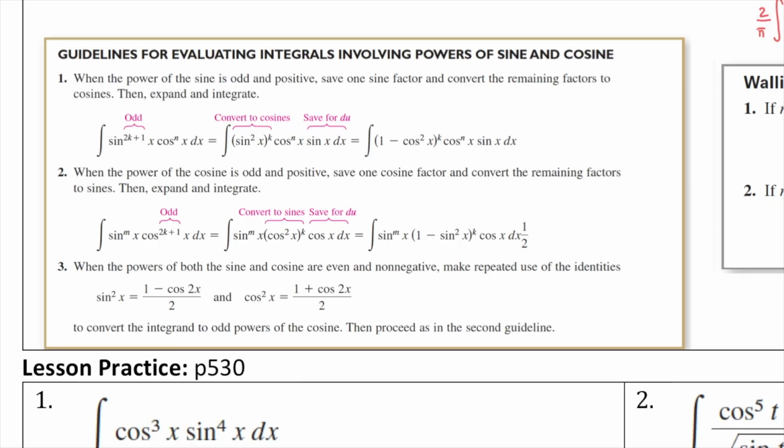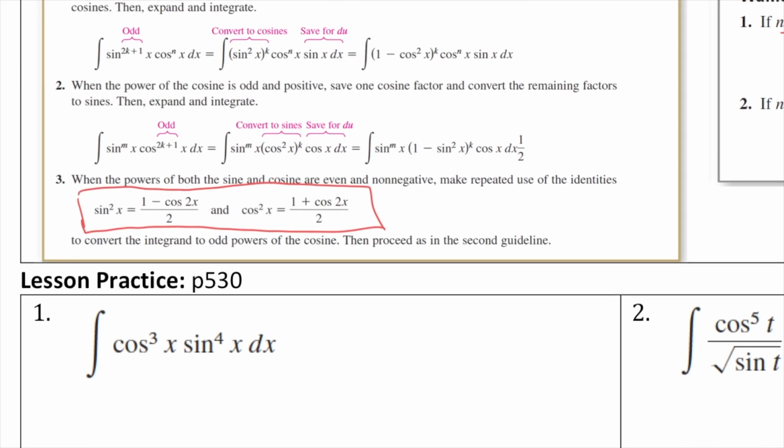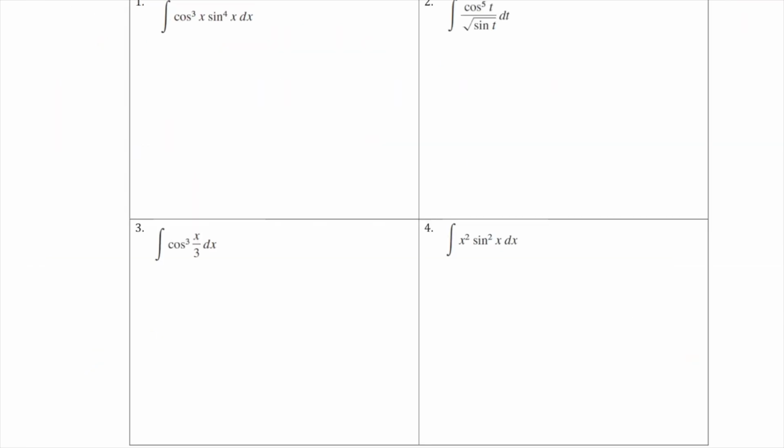All right, so we have guidelines for evaluating your integrals involving powers of sines and cosines. Don't forget that if both the sine and cosine are even and non-negative, you must use a reduction formula. Go ahead, let's practice these 4 questions and see what you can do with them. For question 4, did you notice that you had to use your reduction formula for your sine squared x? But not only that, after that, you needed to use integration by parts. I hope it was a good reminder for you.